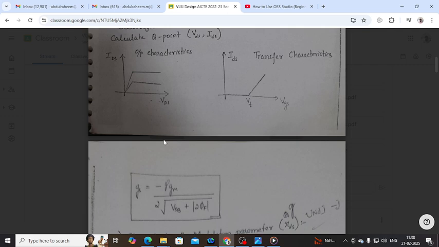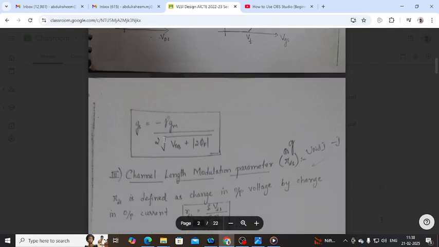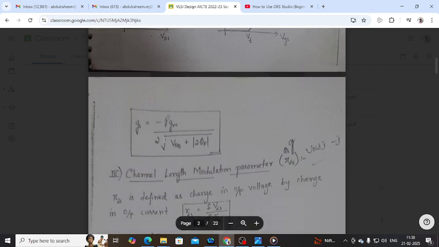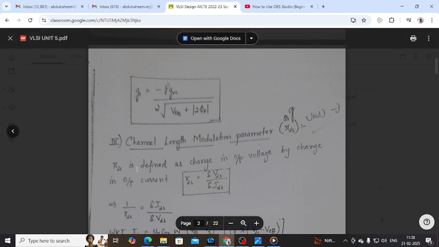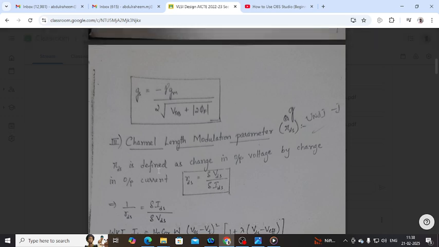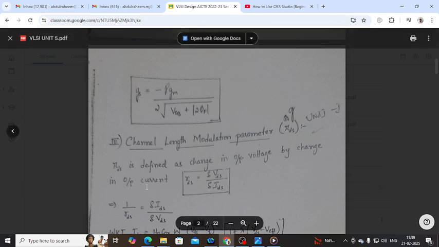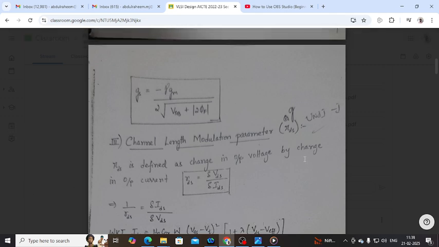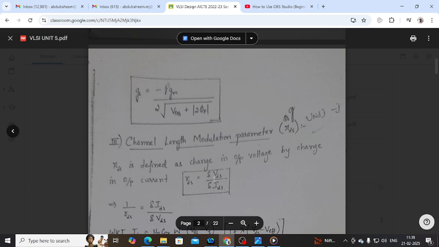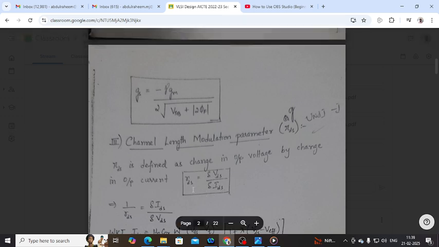So before going into the little more high, I will start with the channel length modulation. This is one of the important parameters, but it is nothing but 1 by lambda VDS. For this, as I said, one parameter is RDS, the drain-source resistance, defined as the change in output voltage by the change in output current. So change in output voltage by change in output current, that is del VDS by del IDS. This is your RDS, one of the parameters of your transistor.